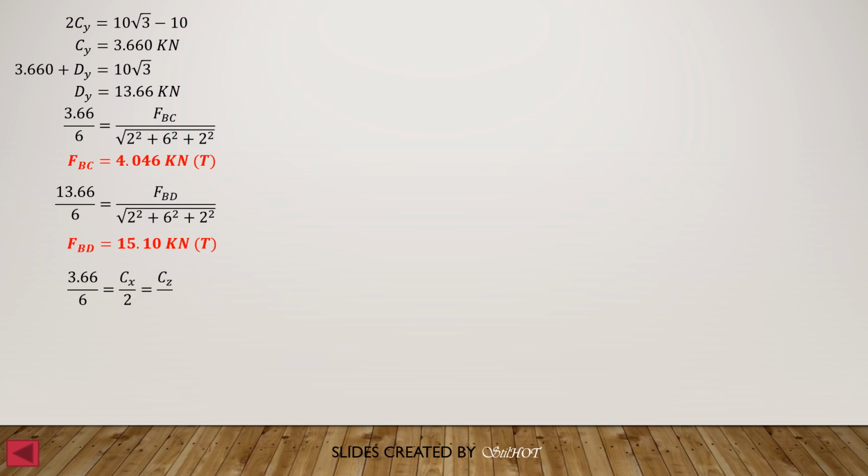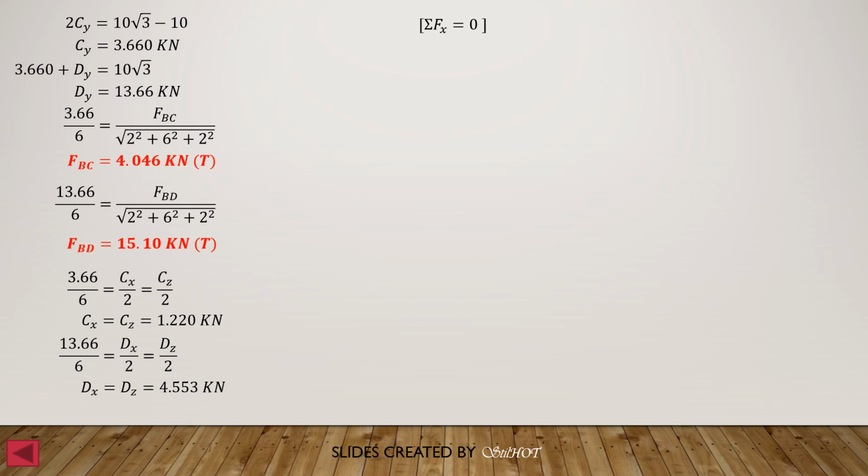Then we sum up, let's solve for CX and CZ by equal ratios. So 3.66 is to the y distance 6 equals CX is to 2 equals CZ is to 2. So CX equals CZ equals 1.22 kilonewtons as indicated in the figure. Then 13.66 is to 6 equals DX is to 2 equals DZ is to 2. So DX equals DZ equals 4.553 kilonewtons. Then to solve for AX, we sum up forces along X equals 0.